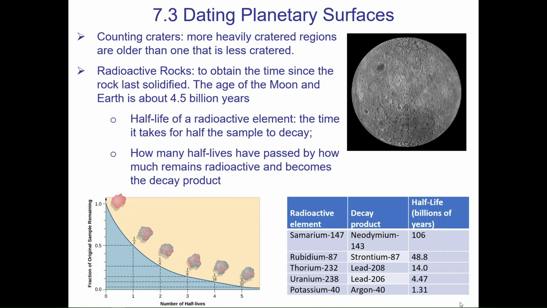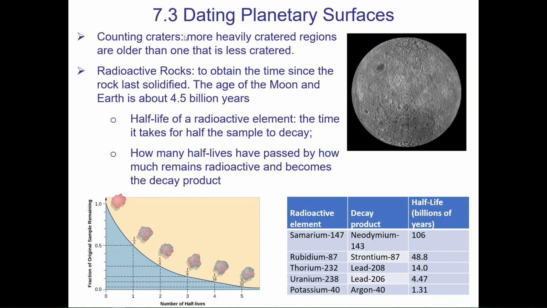Next, let's talk about how we're actually able to date the planetary surface: how we know how old a surface is and how old a planet is. We'll talk about the two primary ways we can determine the age of the surface. So remember, this age will not necessarily tell us when all the material first appeared. We'll basically obtain what we call the time since the rock last solidified.